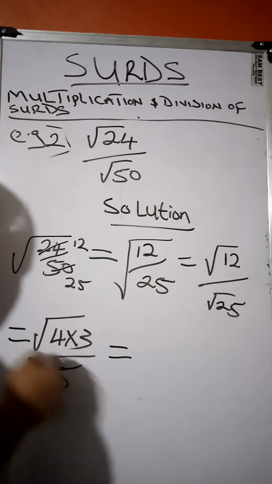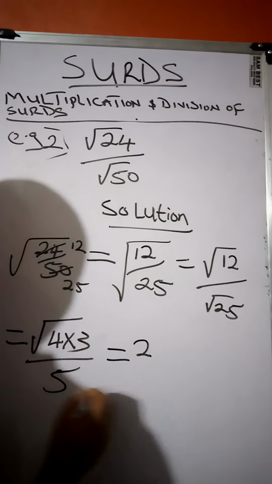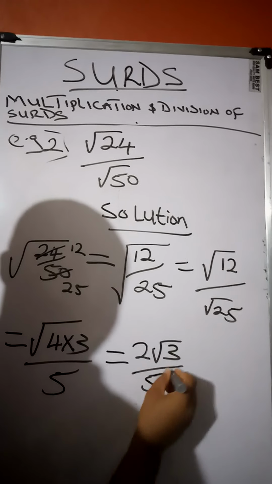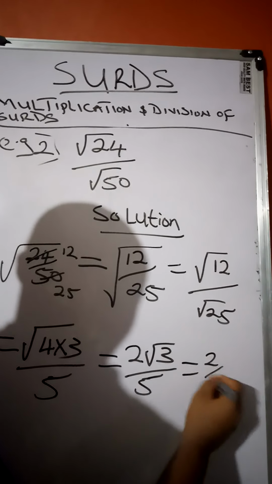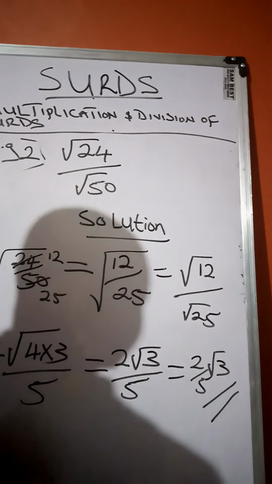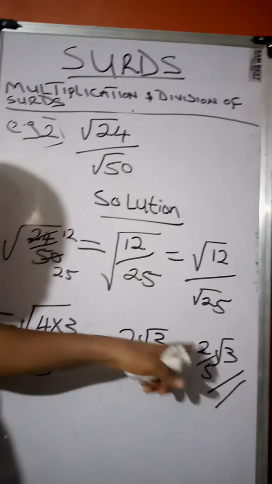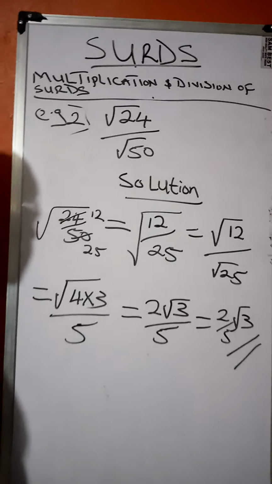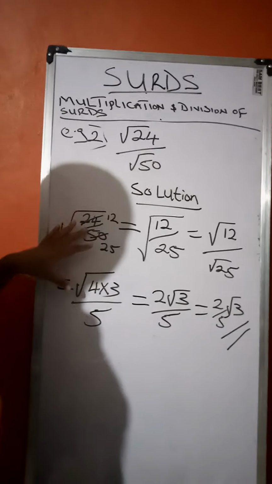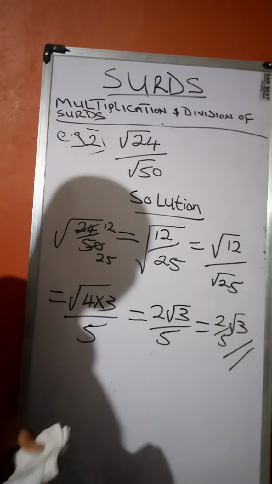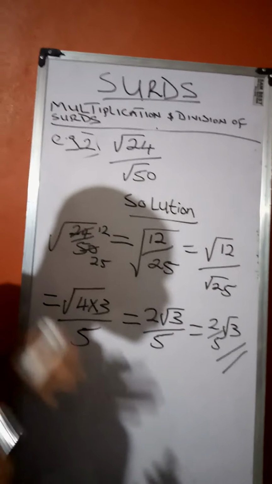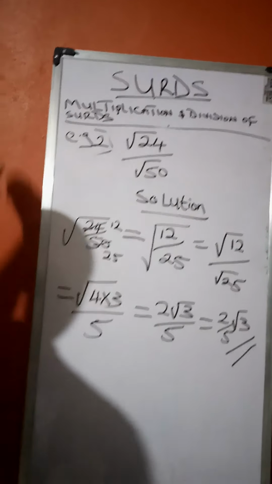So we only have this here, which can be reduced further. The square root of 4 is known, is what? 2 root 3 all over 5. So our answer is 2 over 5 root 3. So we reduce this question to 2 over 5 root 3. This is how you leave your answer. Please take note. You can see how I was able to reduce this. Some other persons, let's see how another person might be able to solve this and see if we'll arrive at the same answer. Let's look at this.